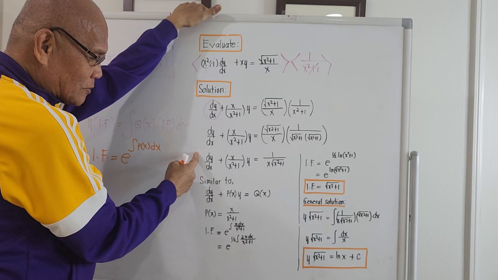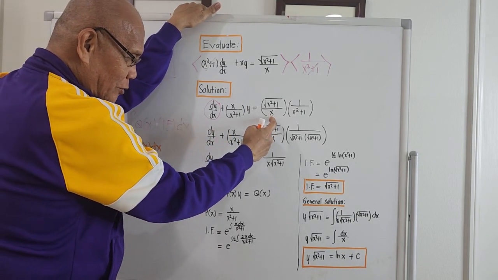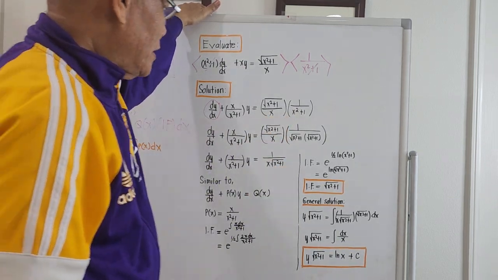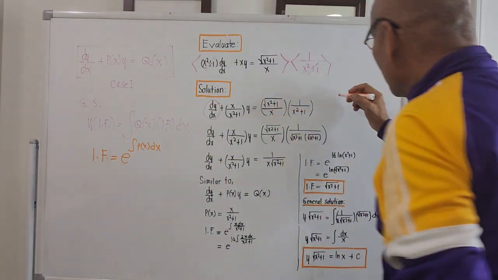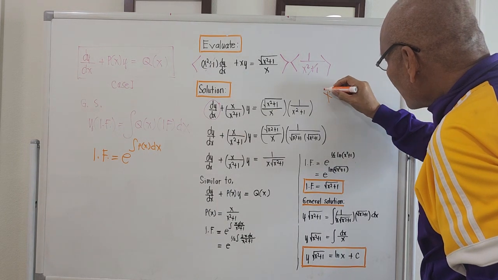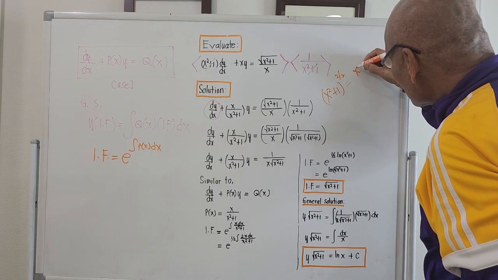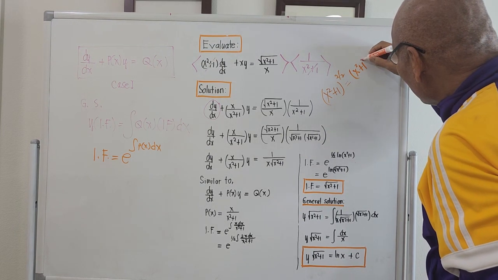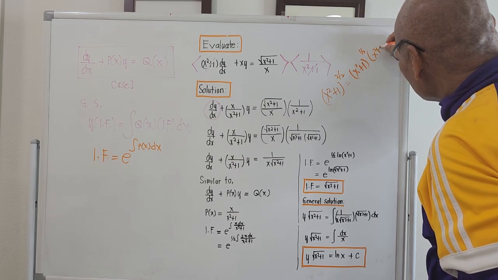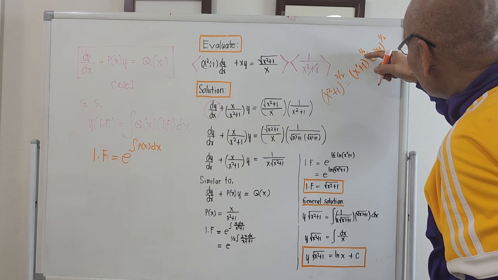So dy/dx plus the ratio x over x squared plus 1 times y equal to the square root of x squared plus 1 over x. The x squared plus 1 is actually the product of x squared plus 1 raised to the 2 halves, right? So it can be written as x squared plus 1 to the 1 half times x squared plus 1 to the 1 half. Same base, so add the exponents.